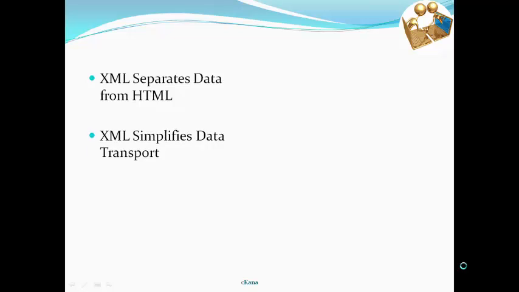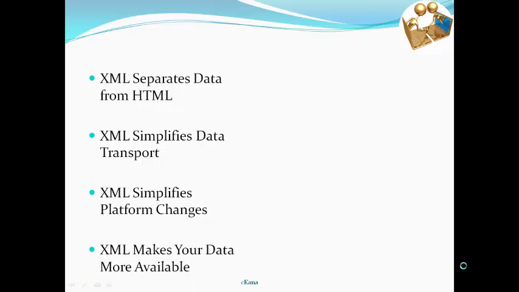XML simplifies data transport. Exchanging data as XML greatly reduces this complexity since the data can be read by different incompatible applications. XML simplifies platform changes. How is that possible? Because XML data is stored in text format, as already stated. This makes it easy to expand or upgrade to new operating systems, new applications, or new browsers without losing the actual data.